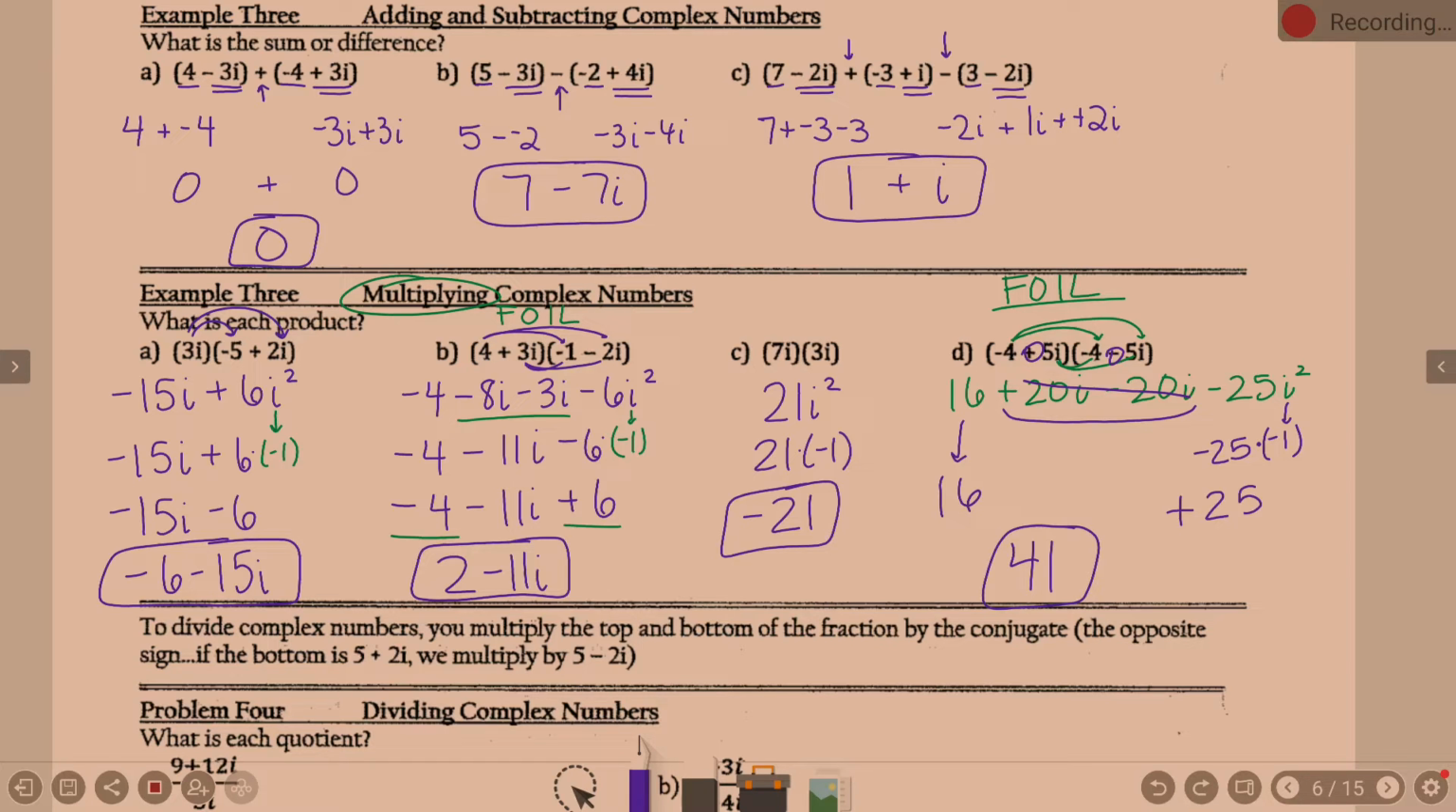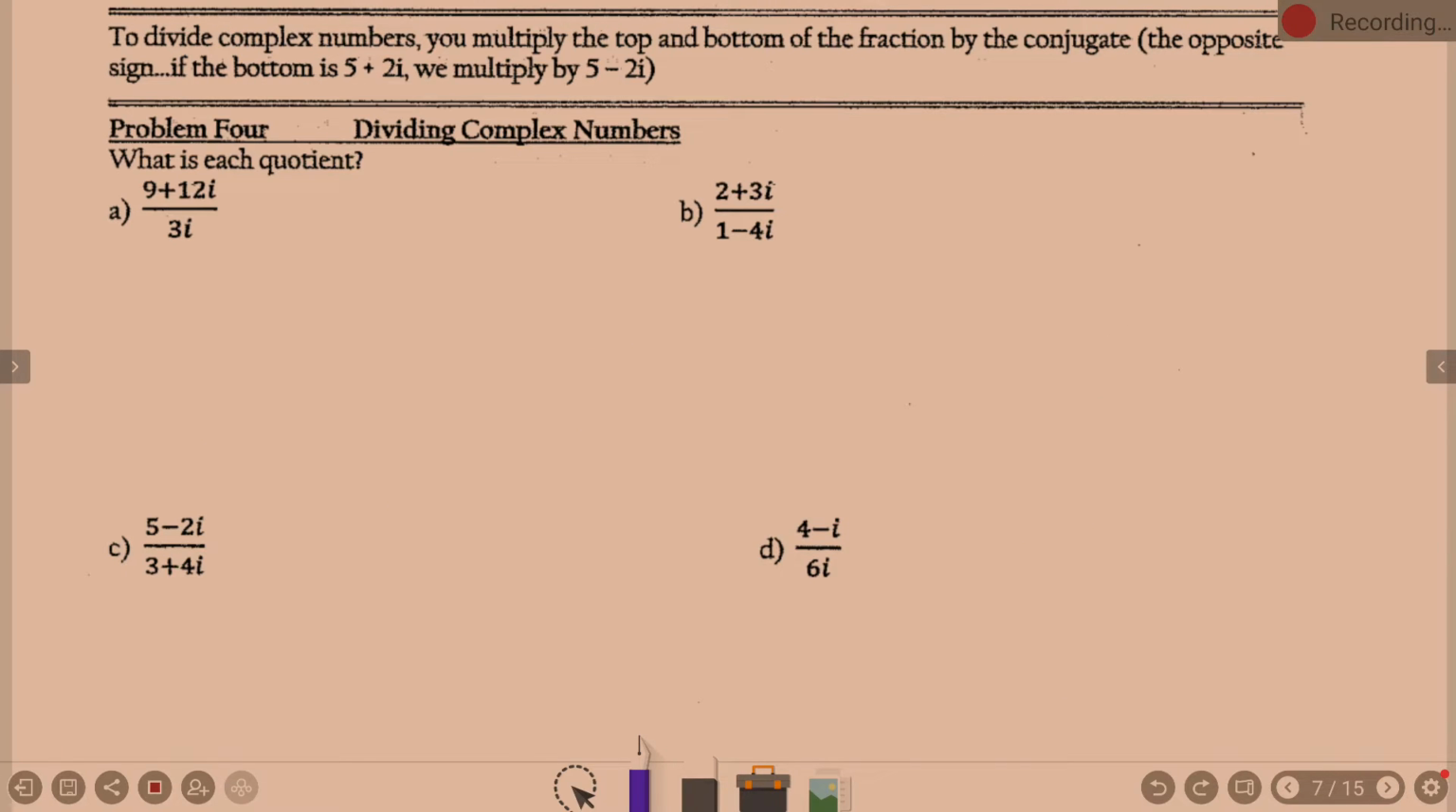So questions on this one? Remember how to FOIL from yesterday, right? Okay. So moving down to the bottom of the page, I don't think we're going to do all 4 of these, probably just 2 of them will be plenty.